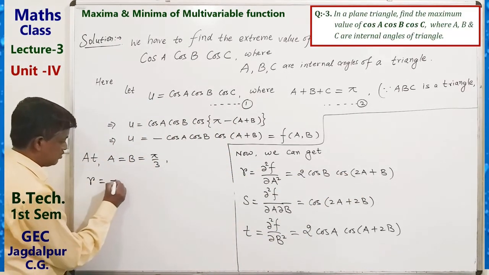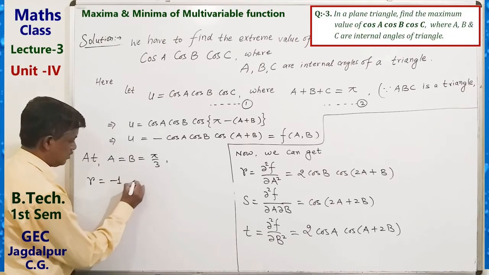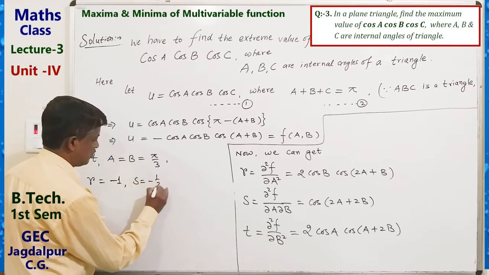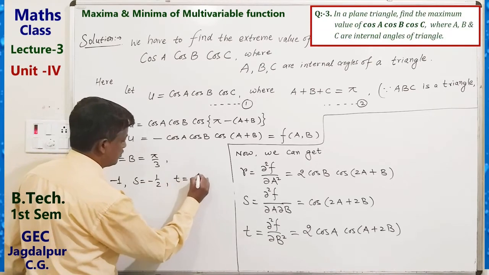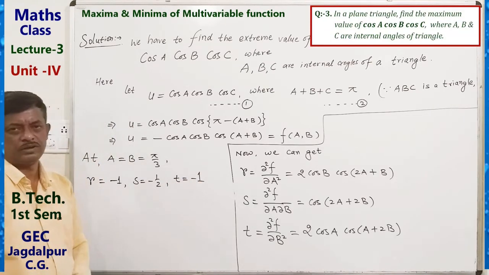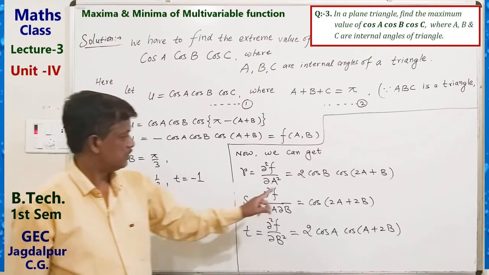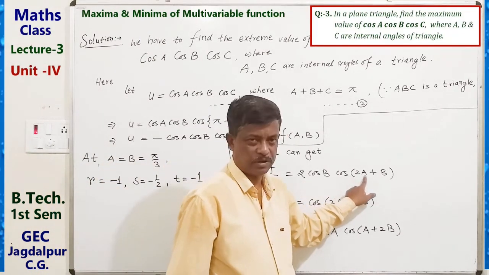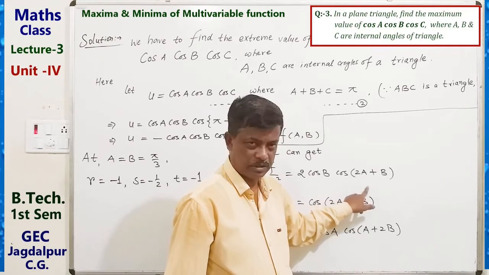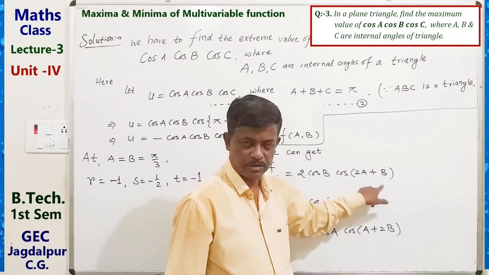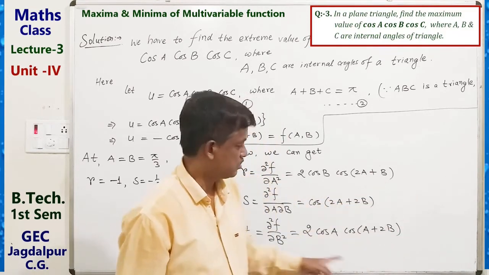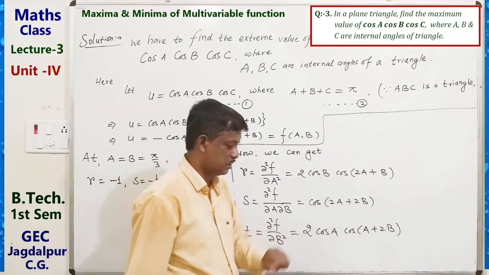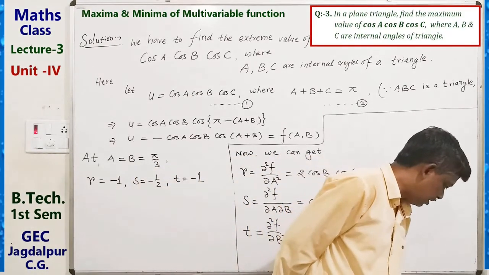R equals minus 1, S equals minus half, T equals minus 1. You can just calculate. R equals minus 1, here 1 cancels, A means pi by 3, so 2 pi by 3 plus pi by 3, 3 pi by 3, cos pi is minus 1, so minus 1. Also this is minus 1, this is minus half. So minus 1, minus half, minus 1.